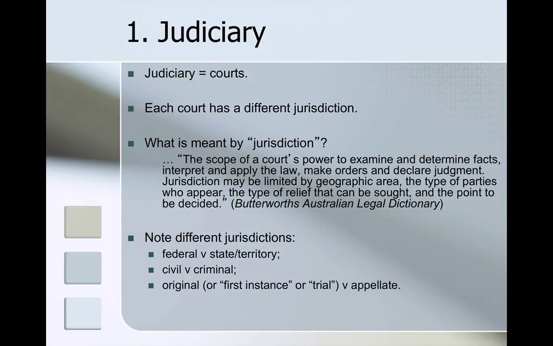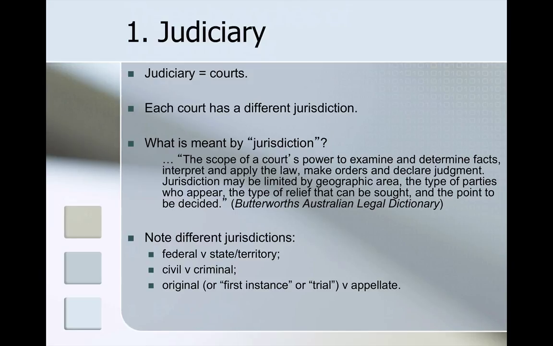And then the third main way that we can think about the jurisdiction of these different courts is between what's known as a court's original jurisdiction versus its appellate jurisdiction. If we talk about the court's original jurisdiction, we're talking about a matter being at first instance, or the matter going to trial. But if we're talking about a court's appellate jurisdiction, we're talking about the situation whereby one party can appeal a decision of a court to another court.